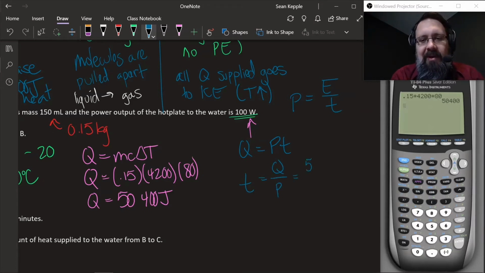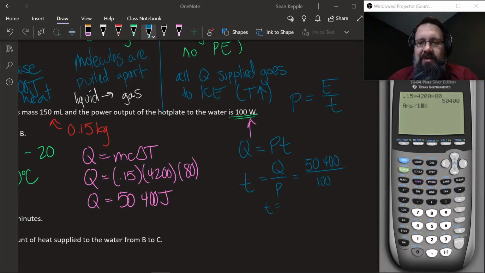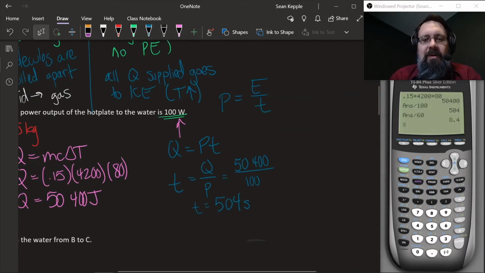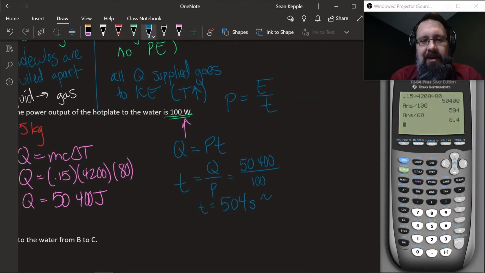So the heat we just calculated is 50,400, and the power was 100. So I'm just going to divide 50,400 by 100. Do I even need to put that on the calculator? Nope. It's going to be 504 seconds. We can turn it into a time in minutes by dividing by 60. And we get 8.4 minutes. So just put about 8.4 minutes.